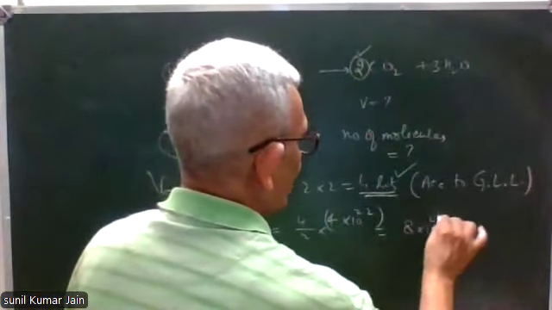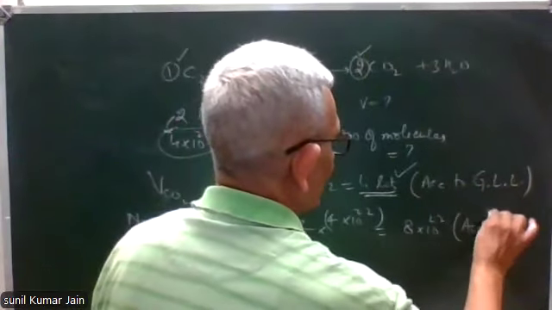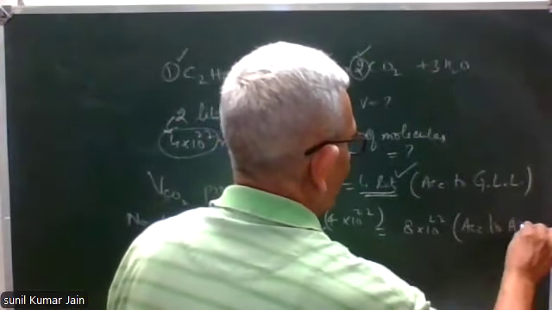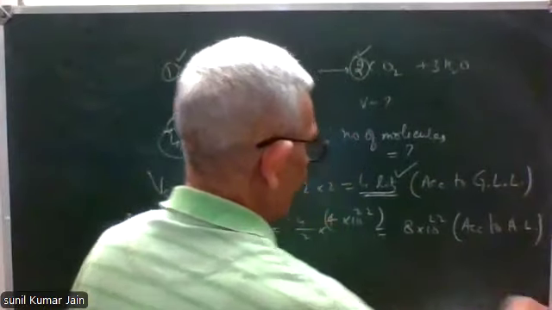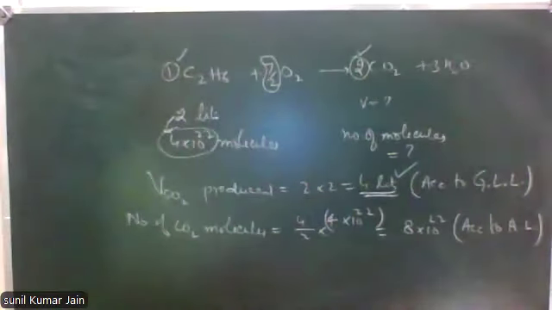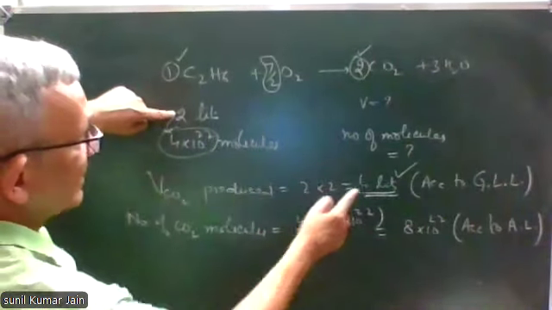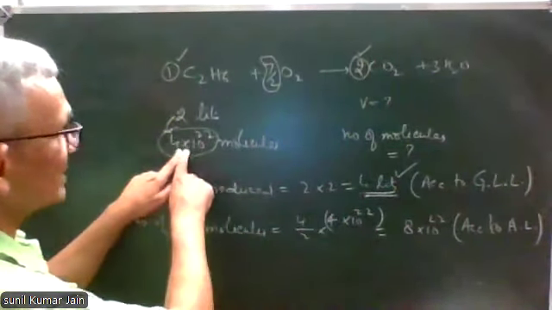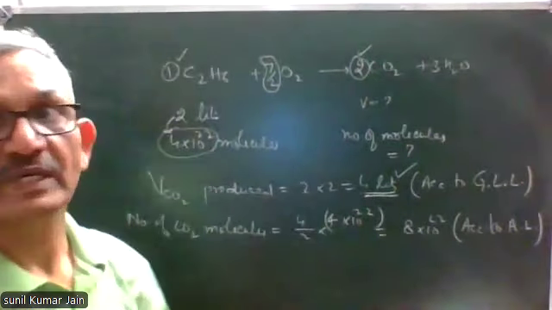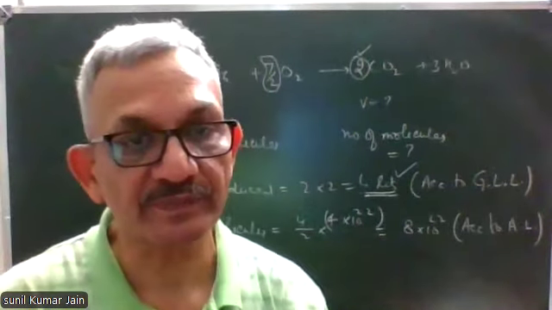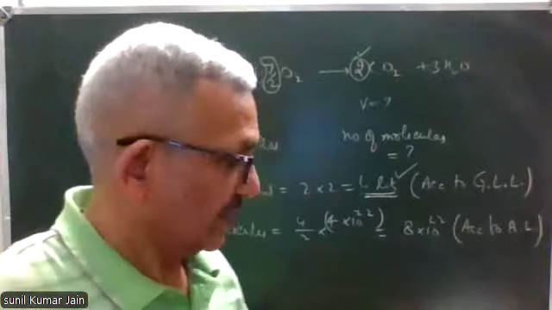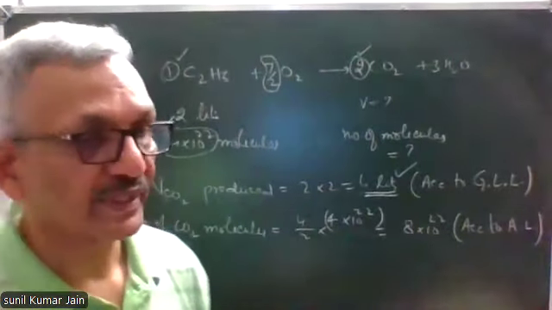8 into 10 to the power 22. This is according to Avogadro's law. Right? Volume is double compared to this. It means the number of molecules will be double compared to this: 8 into 10 to the power 22 molecules.